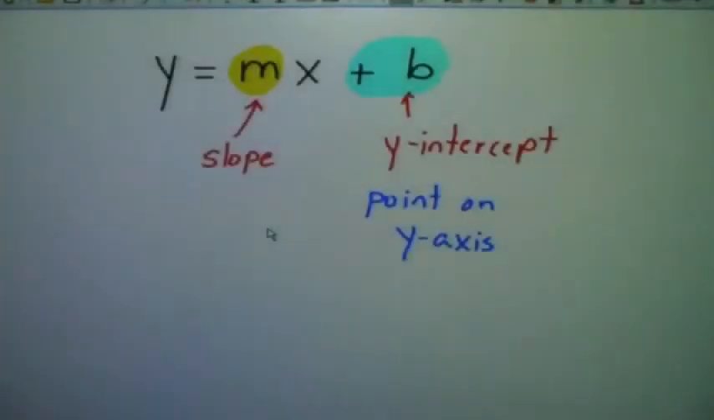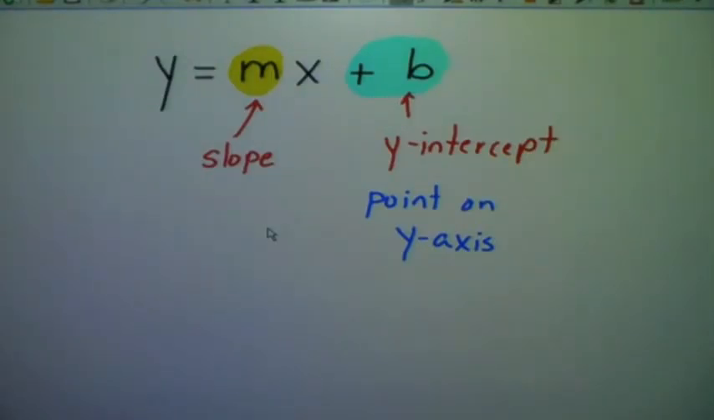In this section, we'll be graphing equations based on their slope-intercept form. I have the general equation written there, y equals mx plus b. When it's in this form, it gives us two pieces of information, the slope and the y-intercept. When we're graphing, we'll begin by graphing the y-intercept. That's the point that's on the y-axis for our graph.